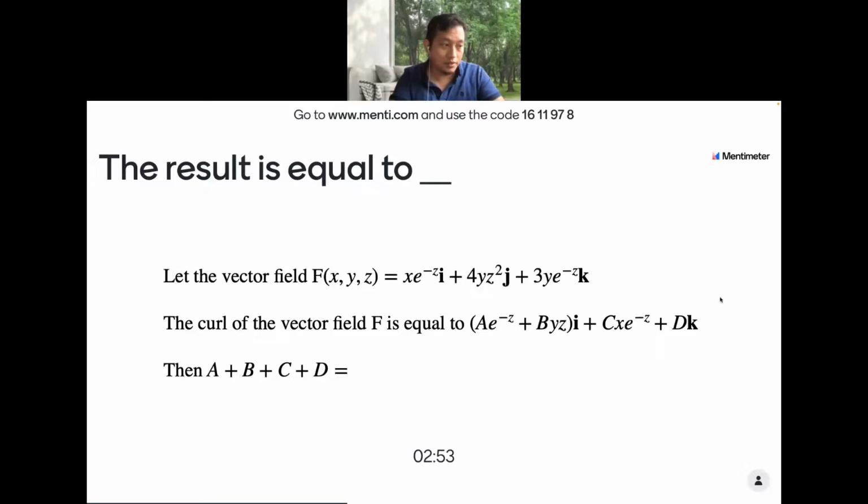Well, it has the e, so you need to be careful with the power of negative. And then make sure you equate your result with the constants I give you. And then the question is asking the sum of the constants, a plus b plus c plus d.